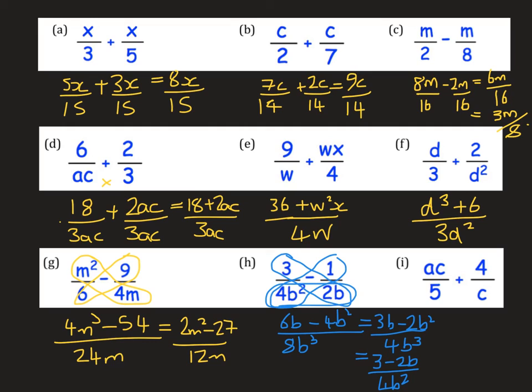Again, a simpler, more efficient way would have been to say, I just need to multiply this one top and bottom by 2b, and then both the denominators would be 4b squared, a bit quicker. Over here, it's ac squared plus 20 over 5c.